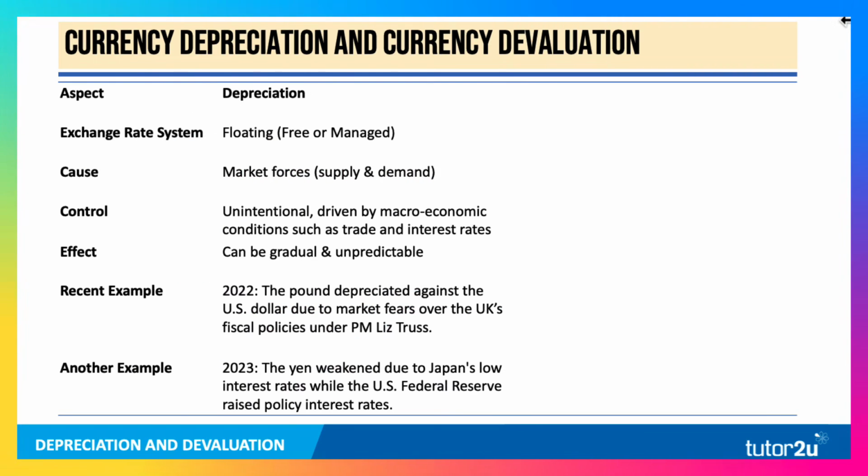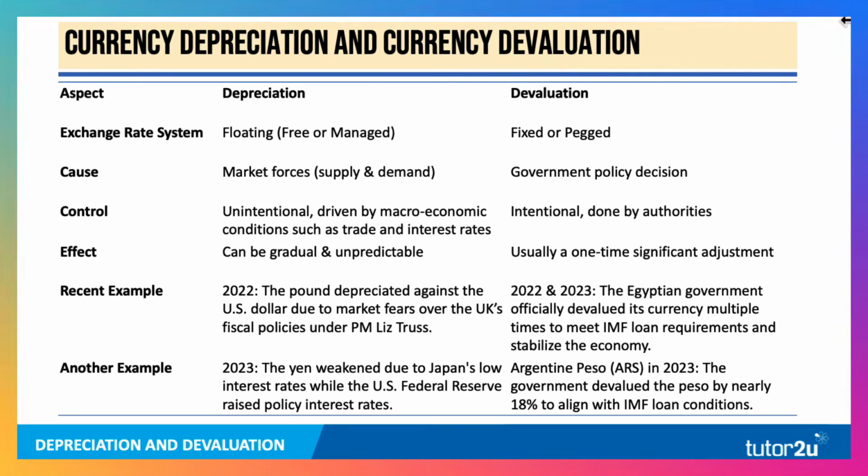So typically, depreciation happens in a floating system. It's driven by market forces. Control is unintentional. Trade and interest rates basically drive the exchange rate. A good example there, the pound depreciating against the dollar and the yen depreciating in 2023. Japan kept very low interest rates, certainly until recently, whilst the US Federal Reserve was increasing their interest rates due to rising inflation. Whereas devaluation happens under fixed or peg systems.